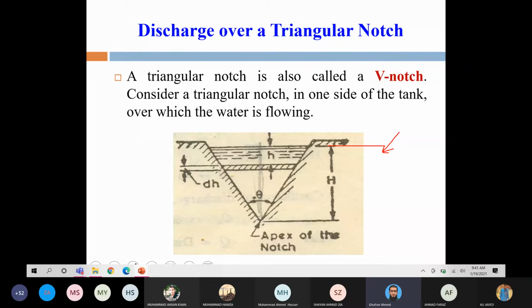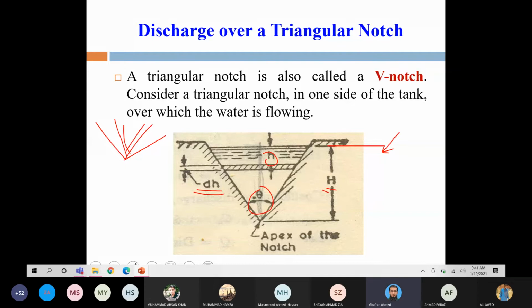Again, we are going to find its formula of discharge by considering a strip of thickness dh, and the height of water above this strip is small h, and the total height is H. One thing, another factor here is the angle of the notch. Okay, so how much is the angle? It can be 90, it can be 45, it can be 30, etc. So the discharge will include the factor theta as well.